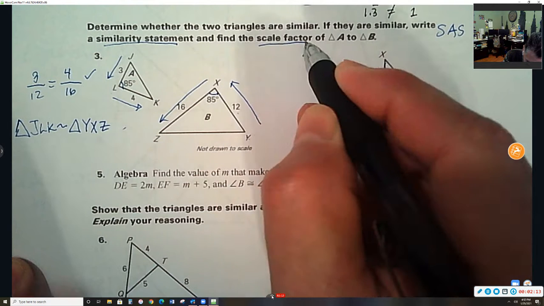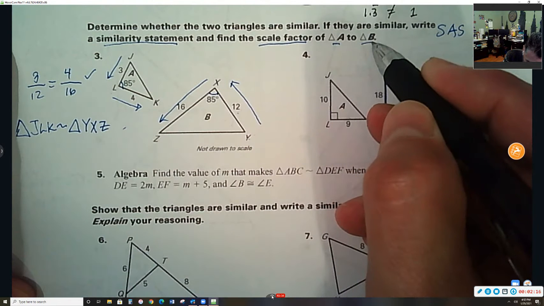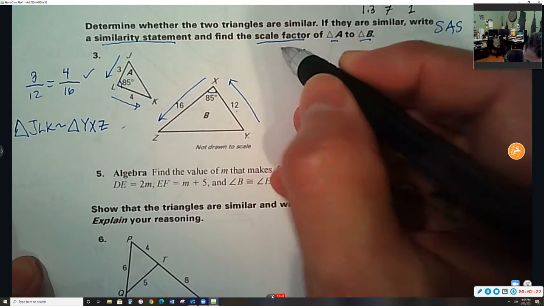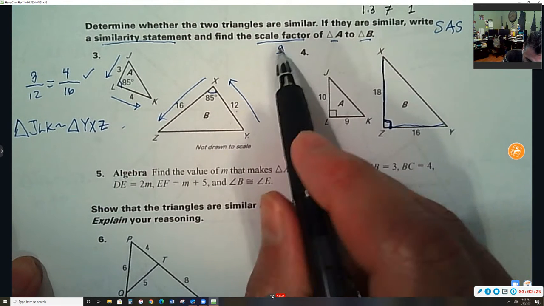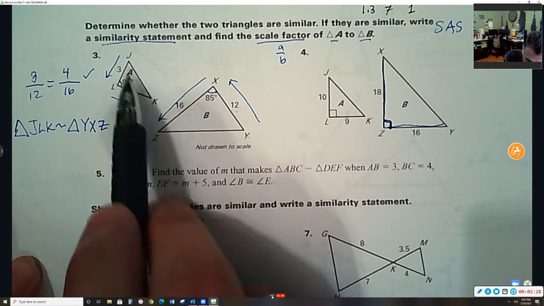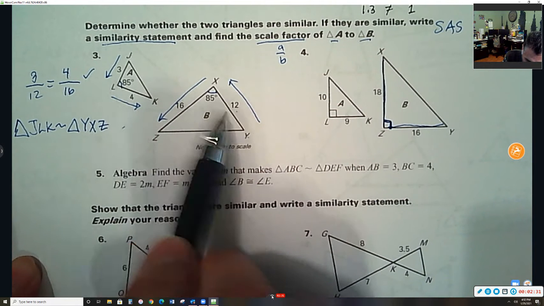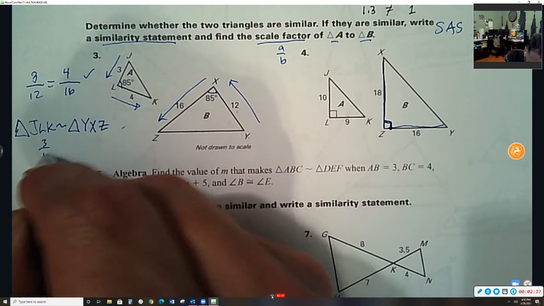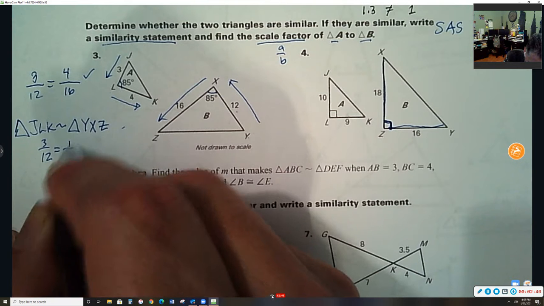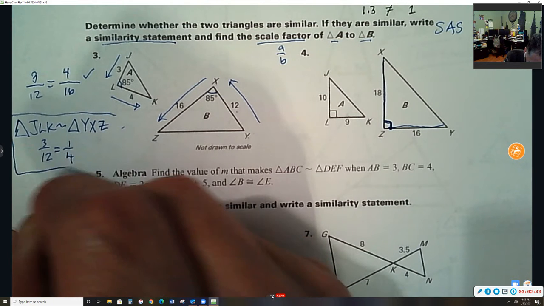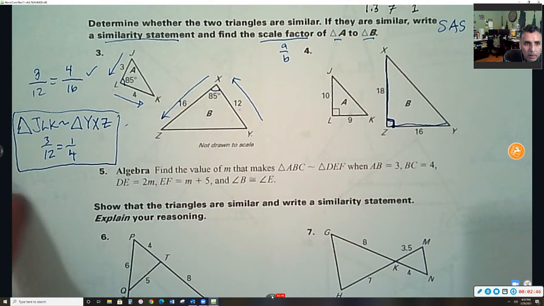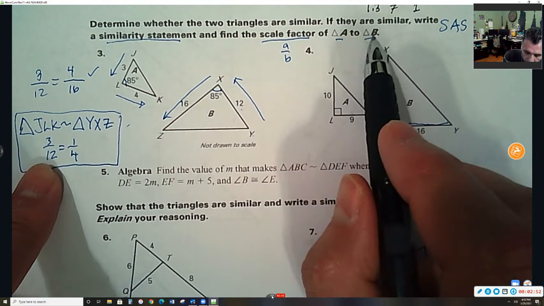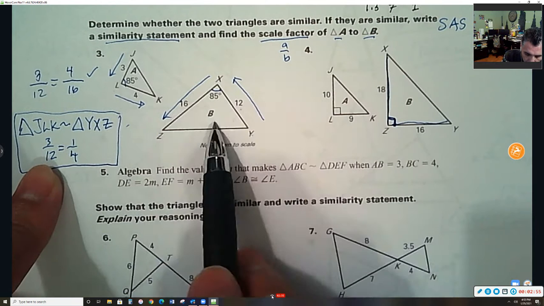And then the last thing to do is find the scale factor from triangle A to triangle B. Here's triangle A. So it basically says the scale factor, remember it's just a fraction like this. Take one of these sides and compare it to this one. And we already did, they're right here. So the scale factor is 3 twelfths. The only thing we need to do to that is reduce it. And then that's what the answer would look like. The only thing that would be different if it was B to A, these would have to be flipped because you're going this way.